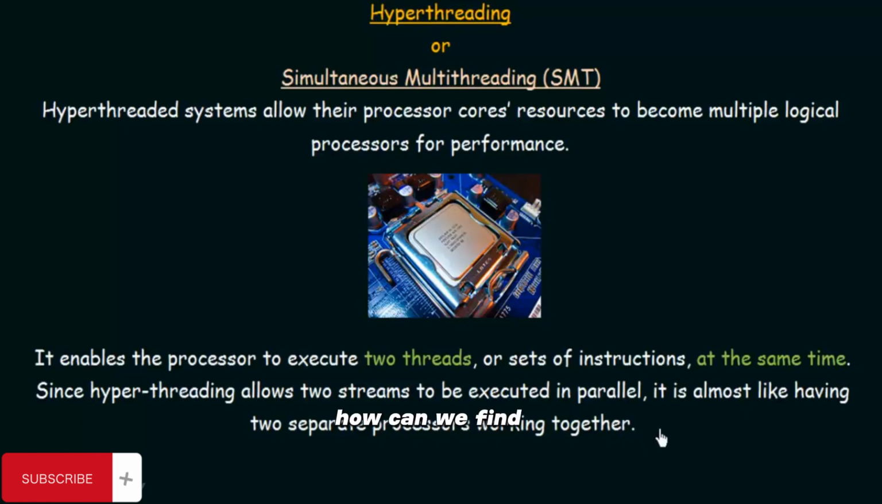Now let us see how we can find out if the system that you are using supports simultaneous multi-threading or hyper-threading. And let us see how we can find out if hyper-threading is running in our system, because it is always interesting to practically see what is happening instead of just learning the theory. So let us try to find out how this works.